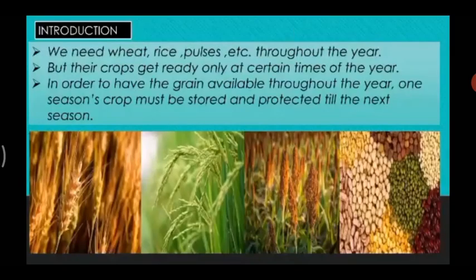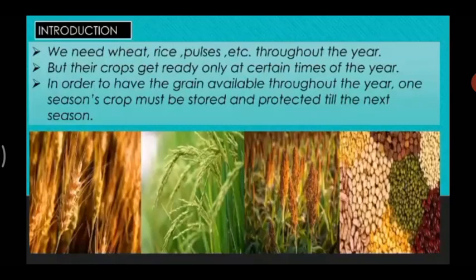Let's move forward. Now, what's the introduction? We eat wide varieties of foodstuffs in our diet. We like to have many varieties. We like to have wheat, rice, pulses, grains, and so on, as well as different types of fruits and vegetables. These are available throughout the year. But their crops get ready only at a certain time in the year. That is, they are not grown throughout the year.